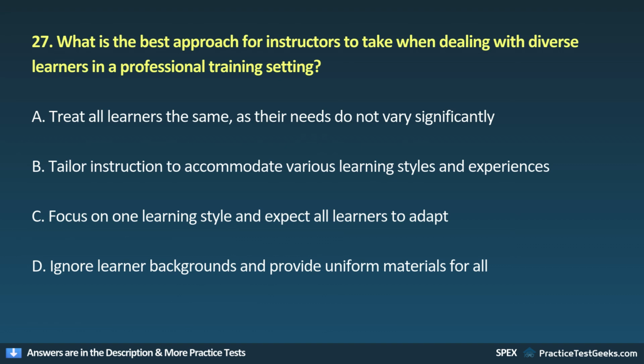27. What is the best approach for instructors to take when dealing with diverse learners in a professional training setting? A. Treat all learners the same, as their needs do not vary significantly. B. Tailor instruction to accommodate various learning styles and experiences. C. Focus on one learning style and expect all learners to adapt. D. Ignore learner backgrounds and provide uniform materials for all.